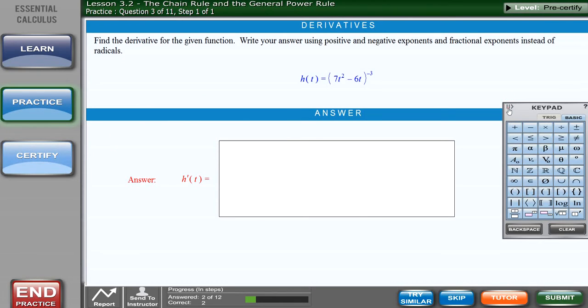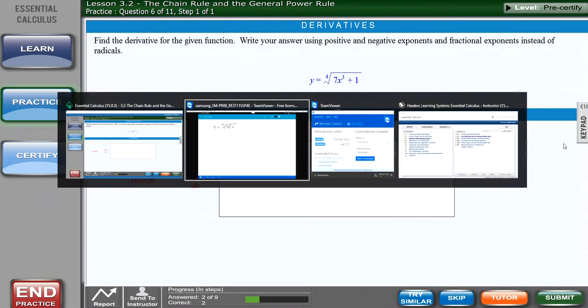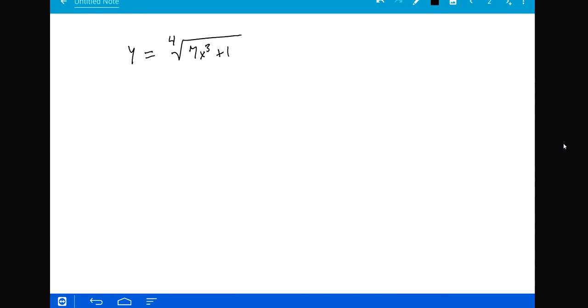Okay, same thing here. You got a negative exponent, but that doesn't change anything. I'm looking for one where we have something like this, where we have a radical. Okay, so I've got the 4th root of 7x cubed plus 1. Okay, so let me take that over to my other screen here. So first thing, in calculus, whether it's Cal 1 or Cal 2, we do not like radical signs. So the first thing you should always do on any problem where you have a radical sign is rewrite it using exponents.